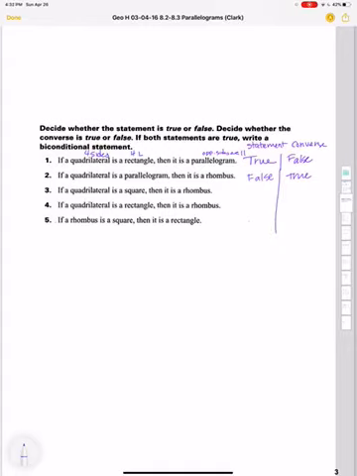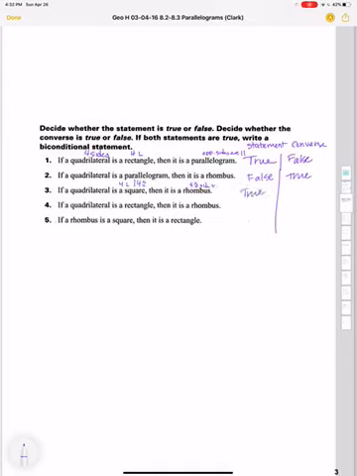If a quadrilateral is a square, then it is a rhombus. So a square has four right angles and it has four congruent sides. I don't really know how else to write that. And then if it's a rhombus, that just means it has four congruent sides. So if a quadrilateral is a square, does it make it a rhombus? Yeah, it does. A square is a rhombus.